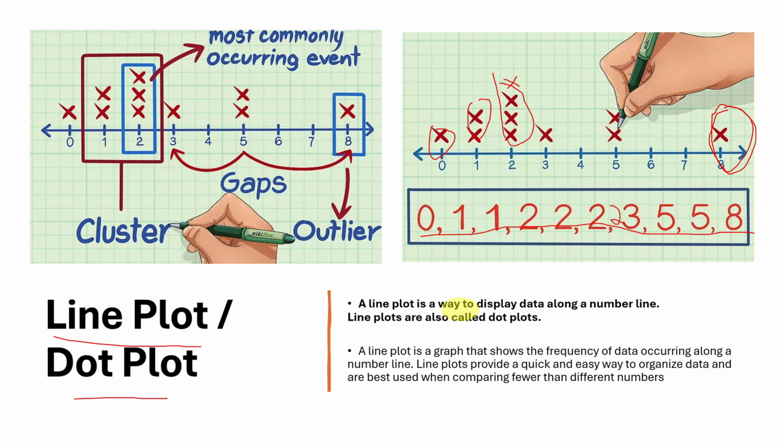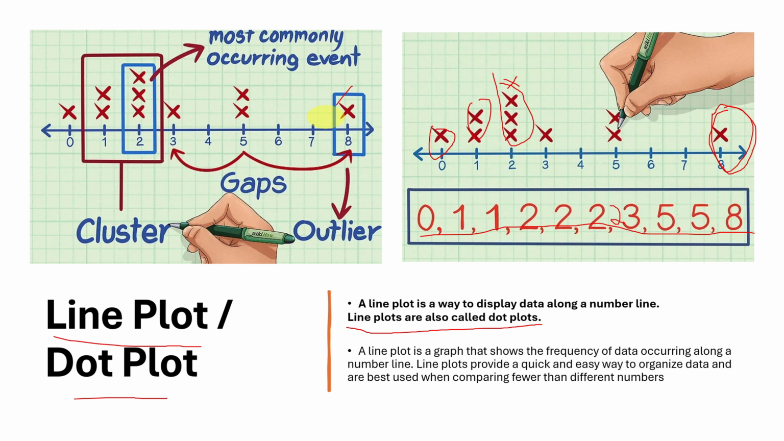A line plot is a way to display data along a number line. Line plots are also called dot plots. That can also come in numerical form as well. A line plot is a graph that shows the frequency of data occurring along a number line. Line plots provide a quick and easy way to organize data and are the best way to use when comparing fewer than a dozen different numbers. So this is very easy.